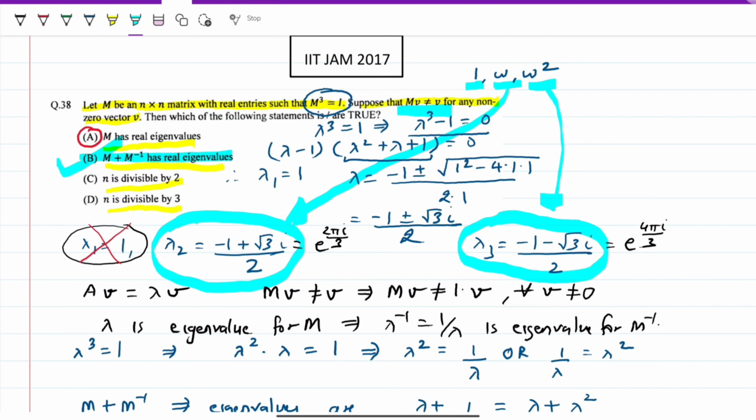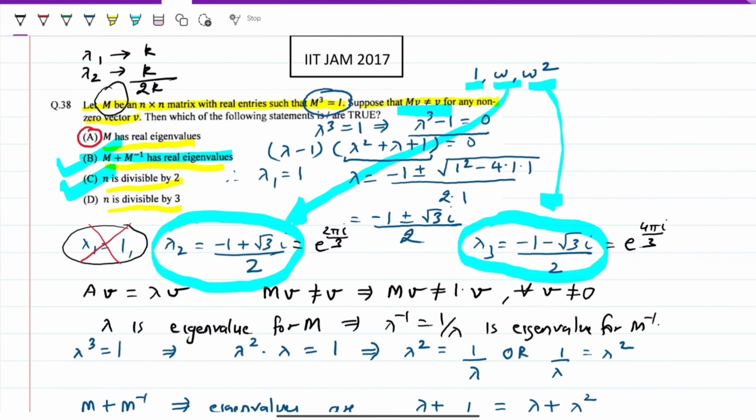Now for C and D, we are interested in knowing whether n is divisible by 2 or by 3. So note that the matrix M has only two eigenvalues, so they could be repeated a number of times. Now in case say lambda 1 has algebraic multiplicity k, then lambda 2 being the complex conjugate will also have the algebraic multiplicity as k. And if we take the sum of the multiplicities, then this is going to be 2k, which is a number divisible by 2, and hence option C is going to be the correct answer.